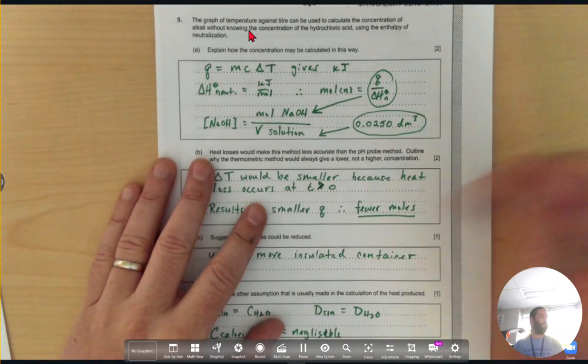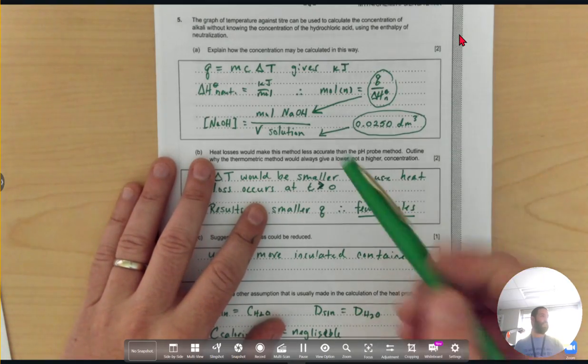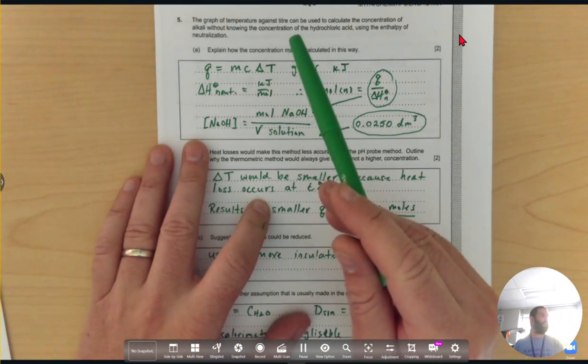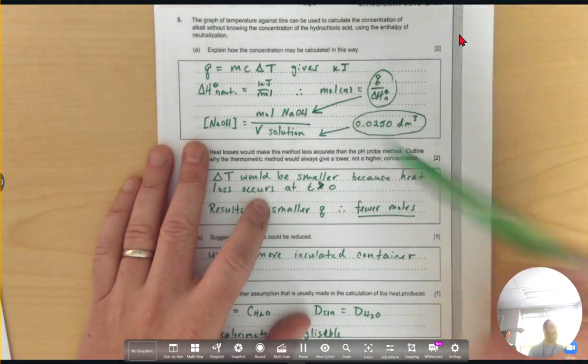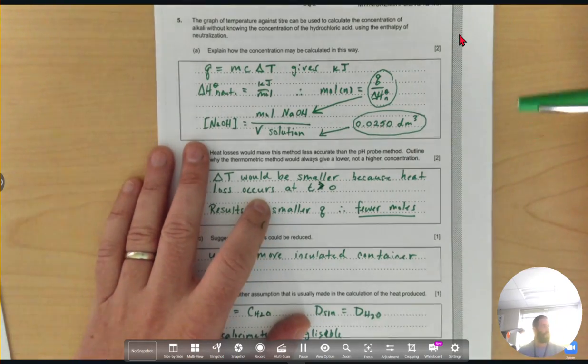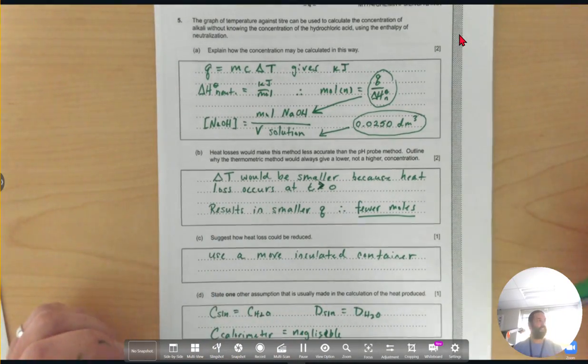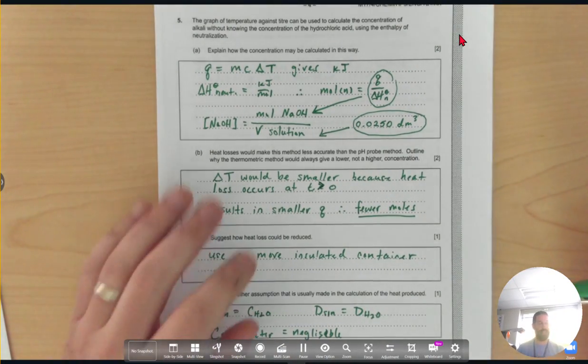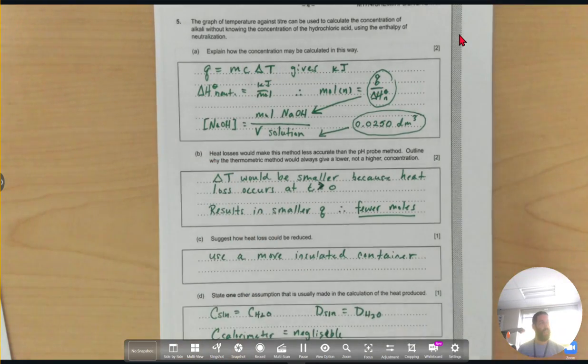So then it said the graph of temperature against titer. Titer is just the volume you're adding, which can be used to calculate the concentration of the alkali, the base, without knowing the concentration of the acid, using enthalpy of neutralization instead. All right, so the key here, since there's really no one equation to use to answer this question, the best thing to do is consider what you've got and consider what you need to get to.